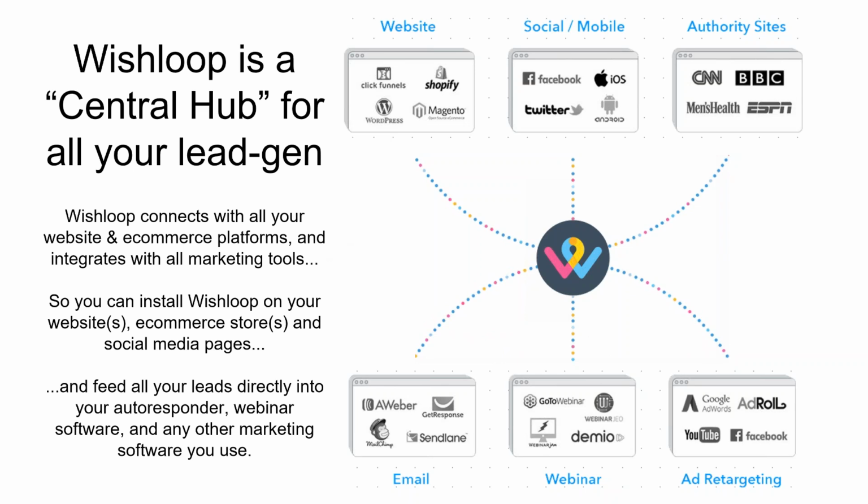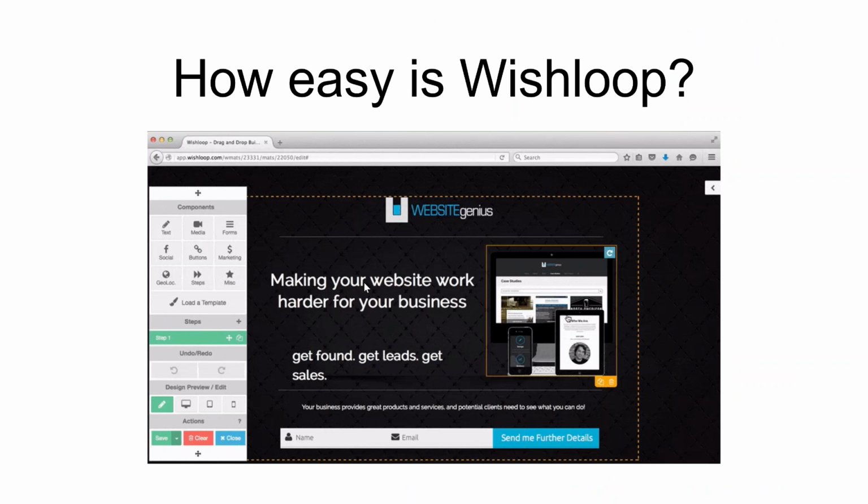So basically, Wishloop connects all of your websites, e-com platforms, and integrates with all of your marketing tools. So you can install Wishloop on one of your websites, e-com, or social pages, and feed all of your leads directly into your autoresponder, webinar software, and other marketing software that you use.